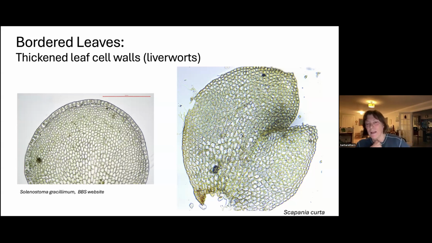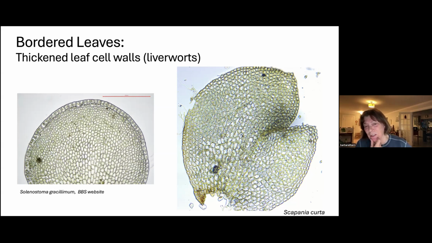Now, the one on the right, Scapania curta, is another pretty common montane liverwort. And this is described as being bordered by smaller, more thick-walled cells. I struggle with this all the time because this is the main feature that differentiates it from another species of Scapania, Scapania mucronata. They can both have mucronate leaves, unfortunately, and I struggle a lot with how much thicker this border is.